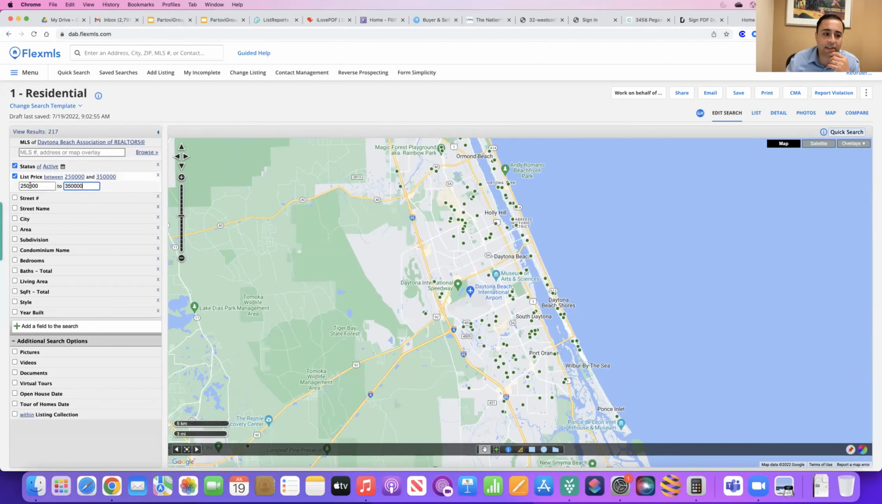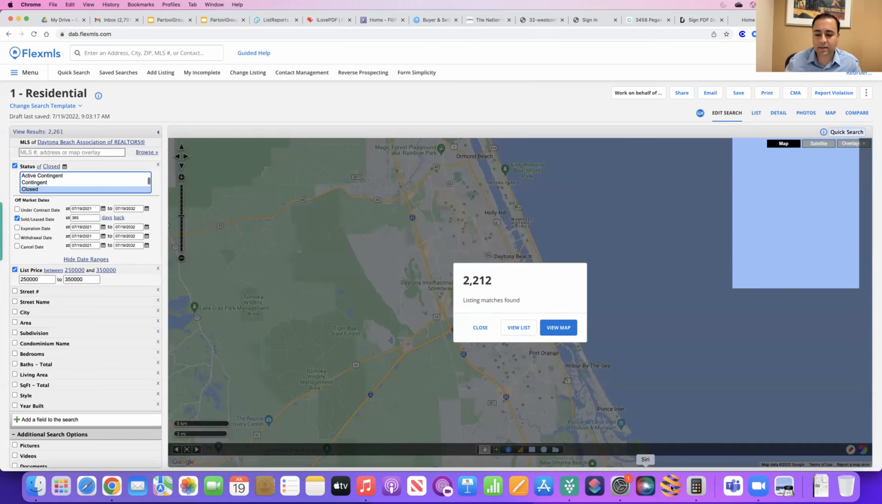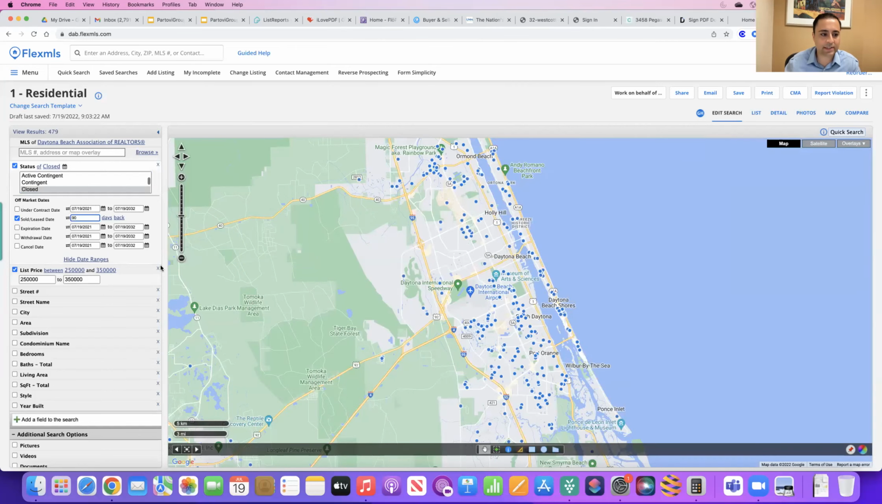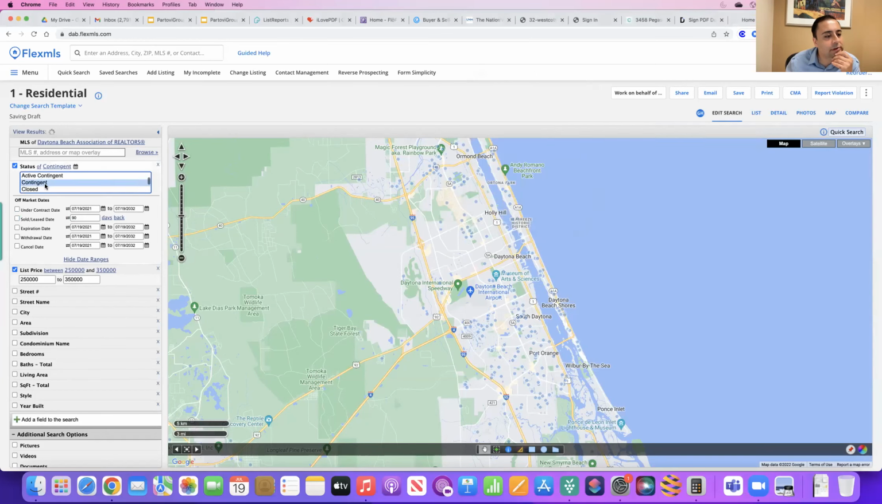So 250,000 to 350,000, we have 217 active, but we need the closed. So we'll go to closed, and remember, I want to go 90 days. So I'm going to change this to 90 instead of 365. So in the past 90 days, which would take us back to roughly the beginning of May. All right, let me see if it'll actually calculate it or if I'm going to have to redo this real quick. Hold on one second. Okay, closed.